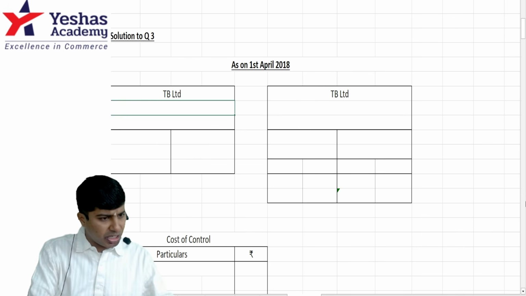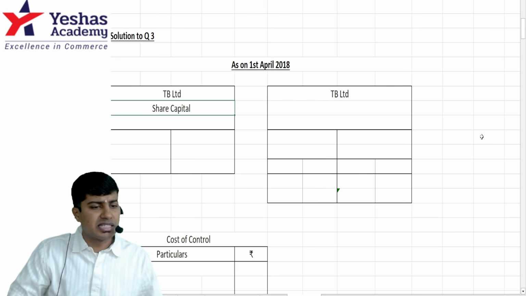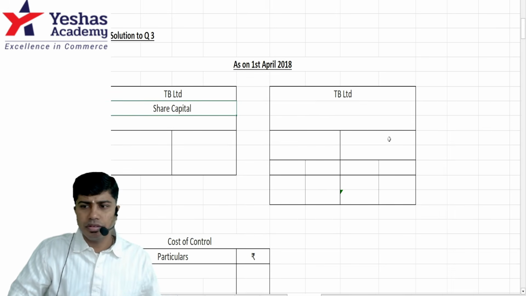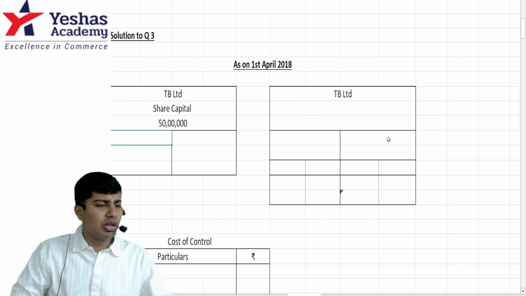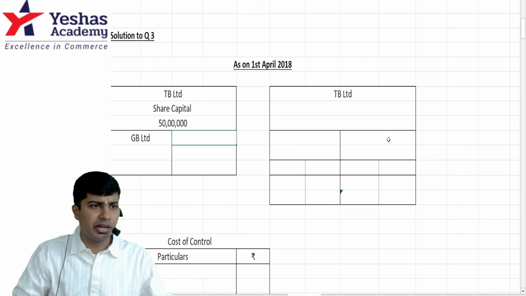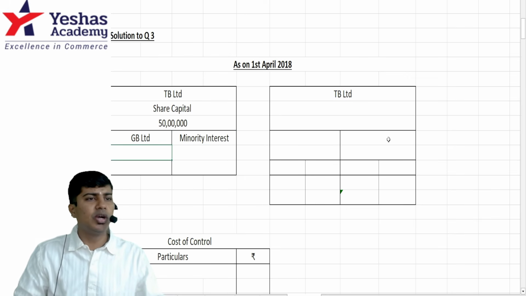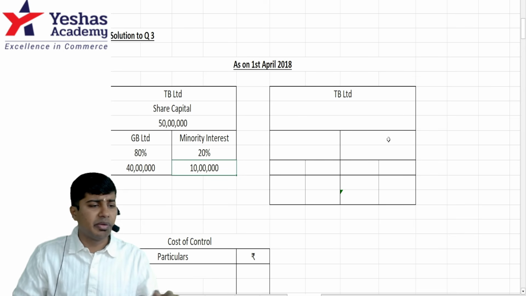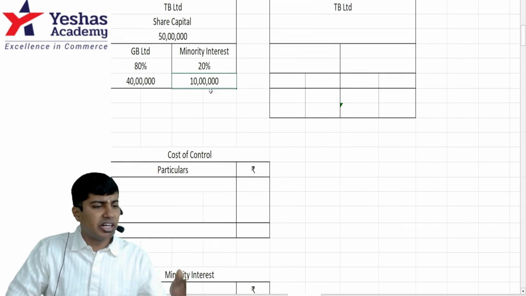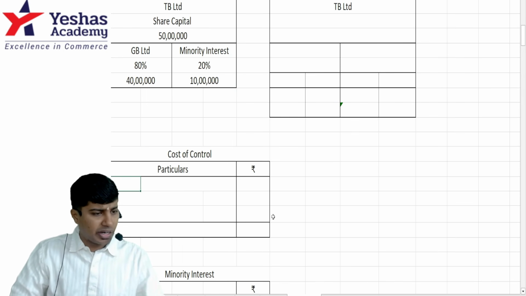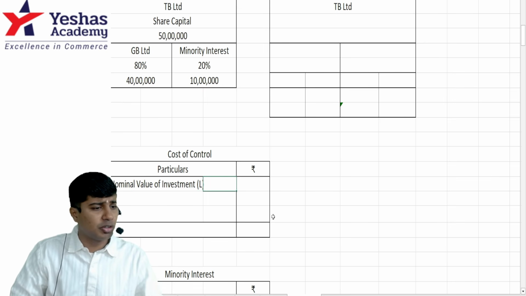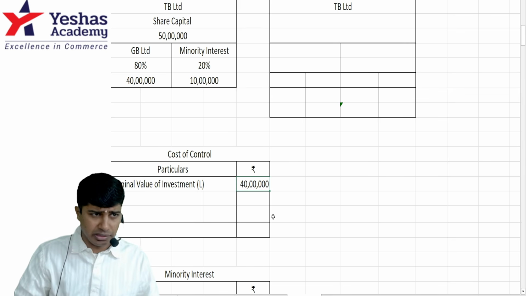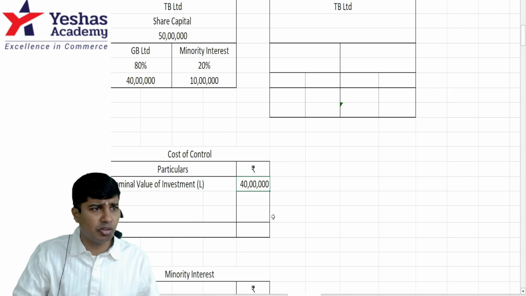How much is the share capital of the subsidiary? 50 lakh. This will be held by the holding company and the minority. Can I say the holding company has 80%? 80% is 40 lakh. Minority will have 20%, which is 10 lakh. In our cost of control table, I would write the nominal value of investment as 40 lakh. Everybody understood?